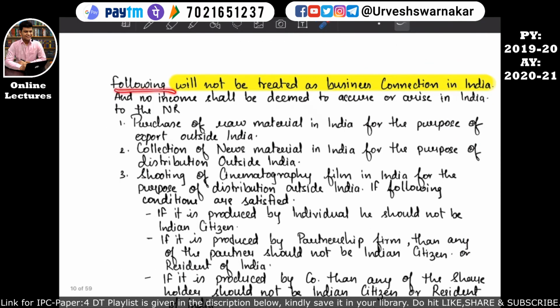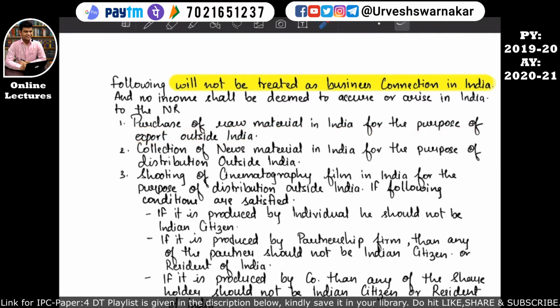And following will not be treated as business connection in India, and no income shall be deemed to be accruing or arising in India. I hope this is quite clear to you all, to the non-resident. Okay, so let's read point number 1. Point number 1 says that purchase of raw material in India for the purpose of export outside India.